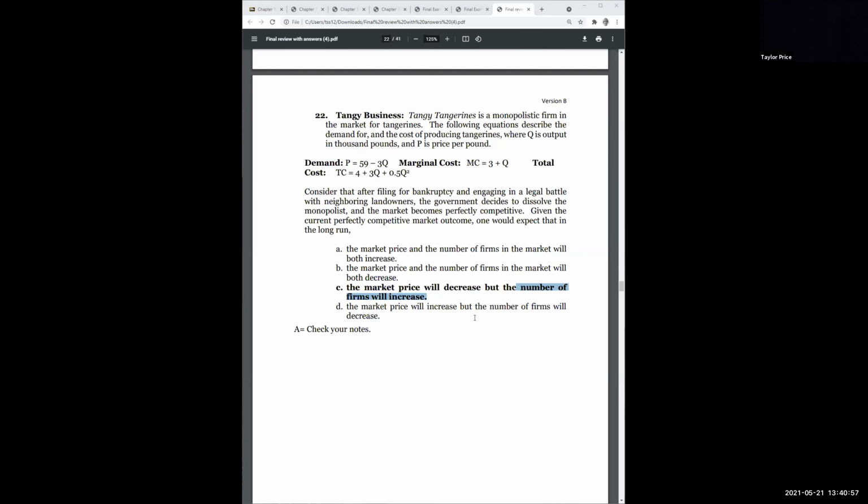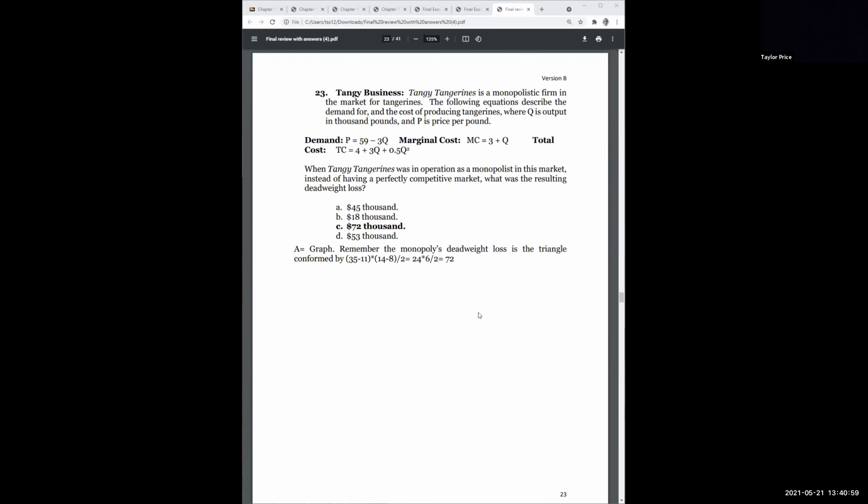Okay, and the next one was 23. Operation as a monopolist, perfectly, what was the resulting deadweight loss? Okay, yeah, so this one, that's not a great explanation.